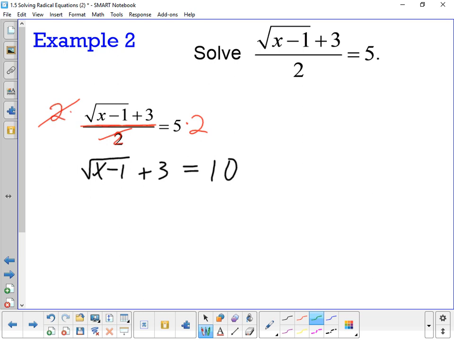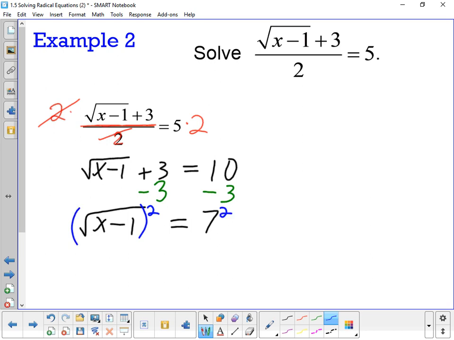We'll keep working with this equation. The next thing you might notice is that it has a plus 3. So we're going to subtract 3 from both sides. So I have the square root of x minus 1 equals 7. And now we've gotten that radical isolated, so we're ready to use a power on both sides to undo the radical. This is a square root, so we use a second power. So we have x minus 1 is equal to 49, and our final step is to add 1. So we have the solution x is equal to 50.